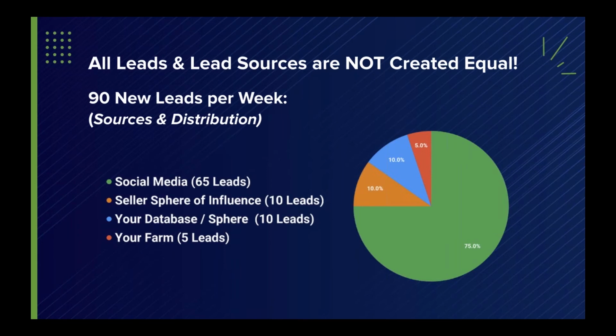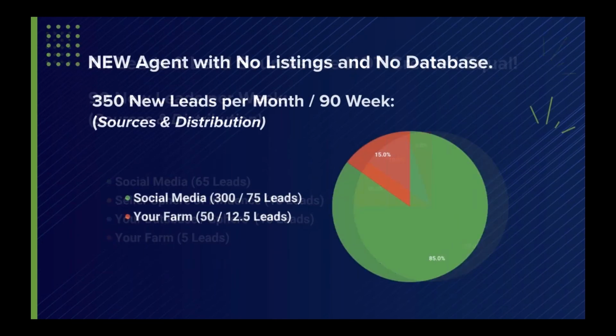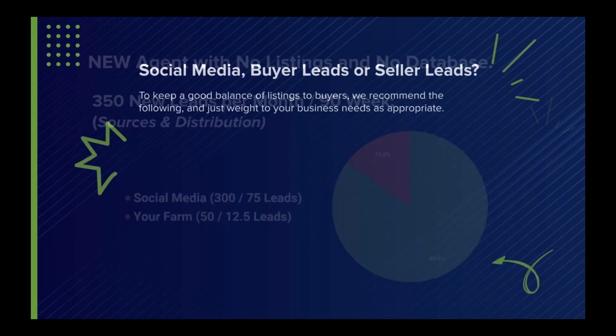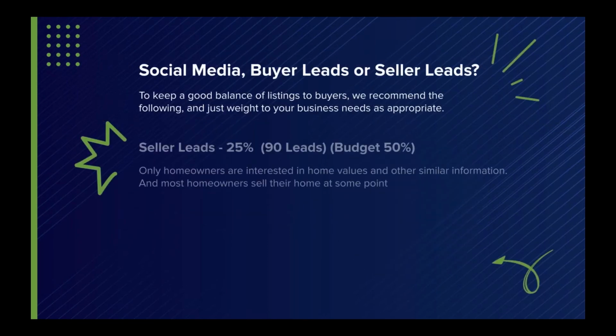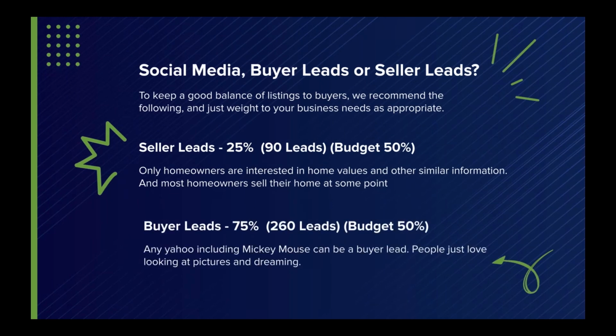10 leads from our seller sphere, 10 from our database, 5 from our farm. And now I know there's a lot of agents here that are new. You don't have a database. You don't have any listings. But you still need to generate the business, all right? So you're going to be leaning on social media and the farm more than an experienced agent will have to, all right?